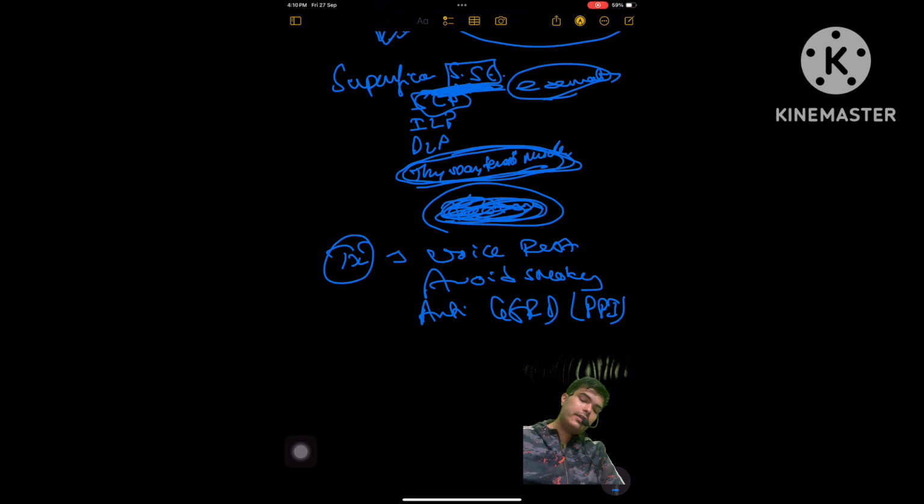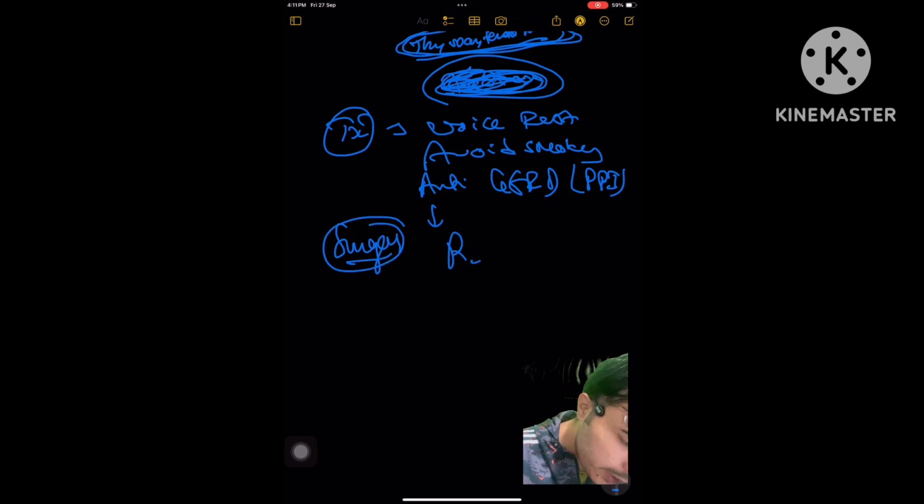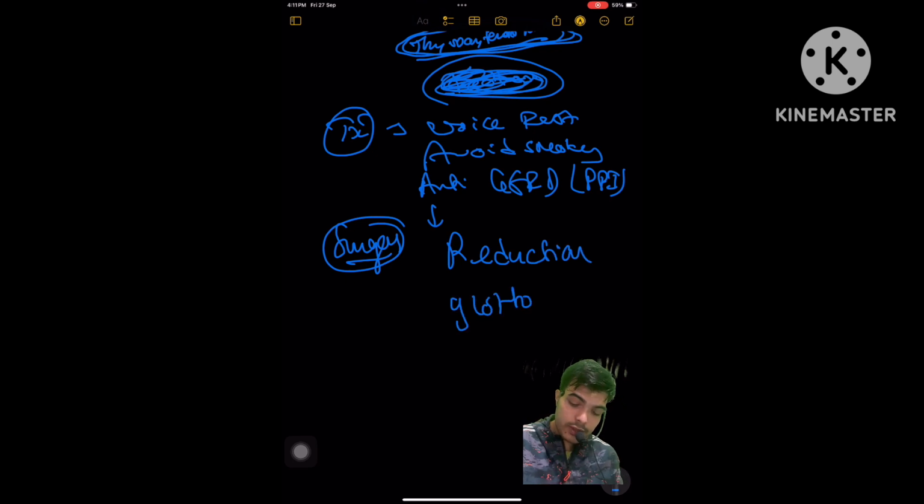Now, if in case it doesn't work, at the end of the day, you have to go for surgery, right? So, what surgery will you go for? You will go for reduction glottoplasty. So, what is this reduction glottoplasty? This is a new word I learned just today.